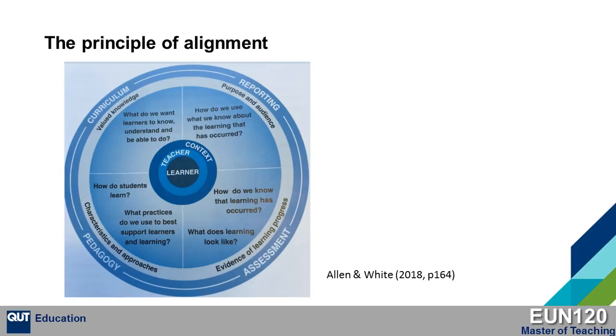The assessment quadrant is about looking for evidence of learning. Just because you teach a class something does not mean that they have understood and learned it. The question here is, how do we know learning has occurred, and what does it look like? As I said, we will delve into this for you as pre-service teachers in week 10.